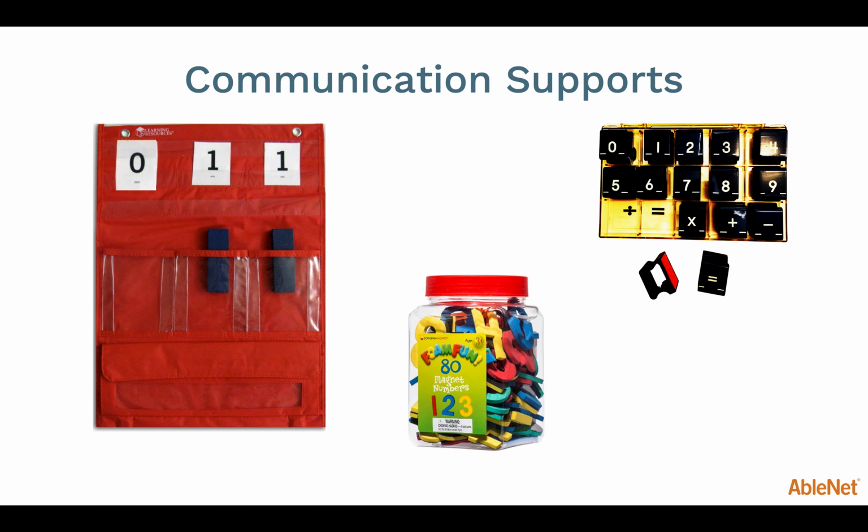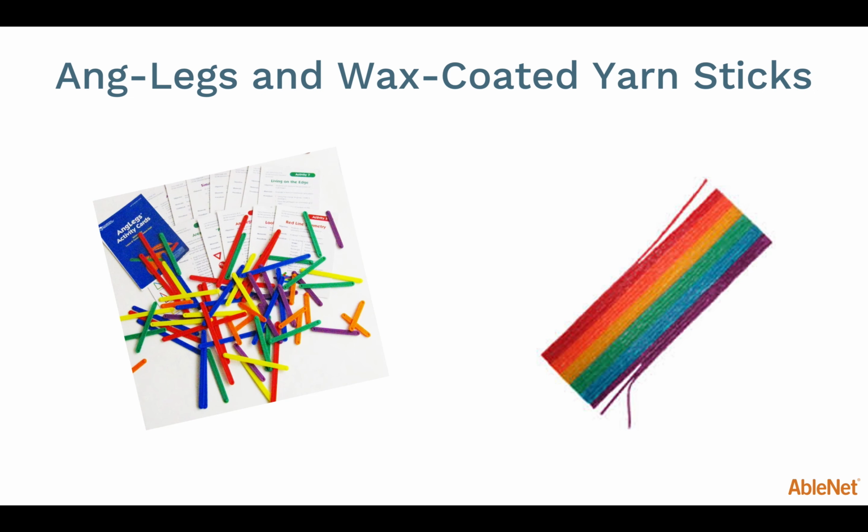The large number and symbol rubber stamps and the magnetic numerals assist students who need support when writing numerals, math symbols, and equations. Anglegs and wiki sticks, labeled within lessons as wax-coated yarn sticks, are excellent tools and are useful when showing 3D representations of line segments, which can be used to easily construct angles or shapes, or reinforce colors by sorting, matching, or identifying. But there are other adaptations that you can use these tools for as well.